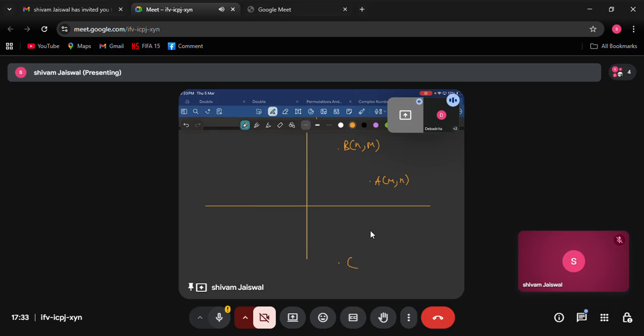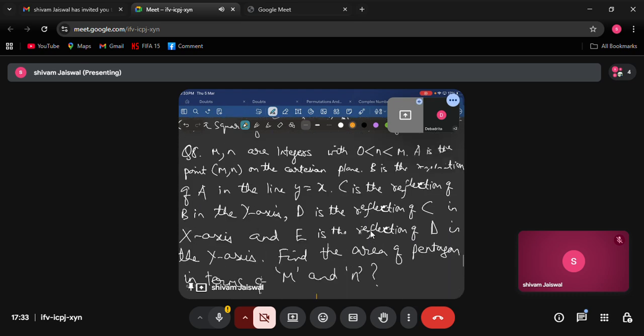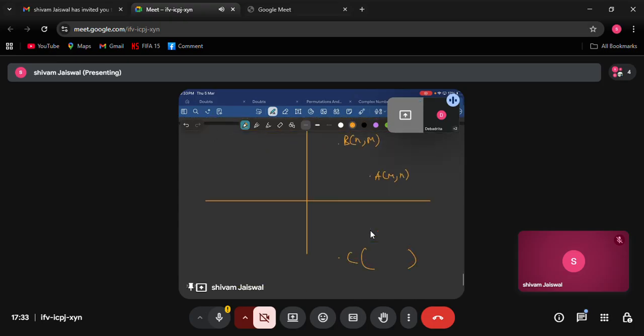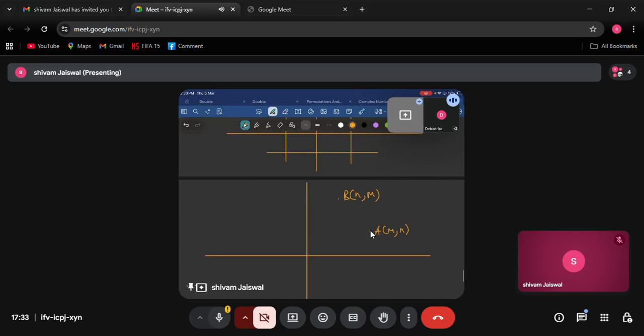What are the coordinates of C? C is the reflection of B in the y-axis. C will be somewhere over here. What are the coordinates? Minus n comma m. Okay.